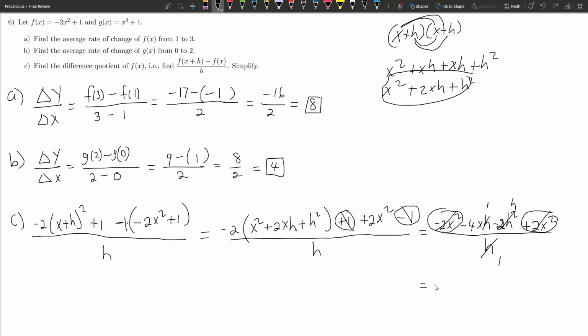So our final answer is negative 4x, right? Remember, that's still being multiplied by 1, so we don't have to write that 1, minus 2h over 1, but I don't have to write over 1. And we could just leave our final answer like that.